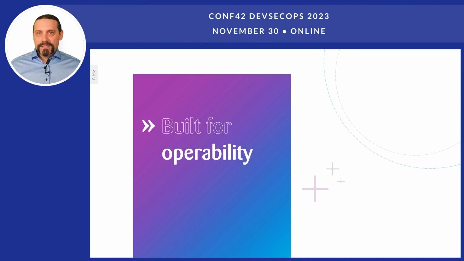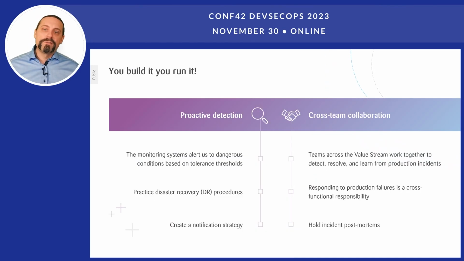But not only security is important, also operability is a very important thing, because in DevOps we want to do you build it, you run it. And this means, as I already mentioned, proactive detection. This means that our monitoring system needs to alert us about conditions based on our tolerance thresholds which we have, and for that we need to have a good monitoring system.